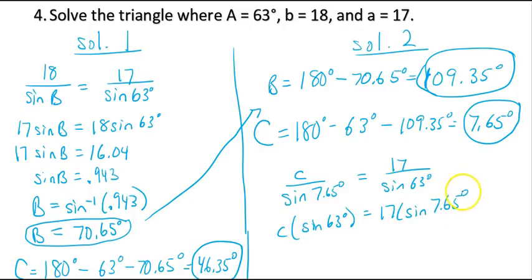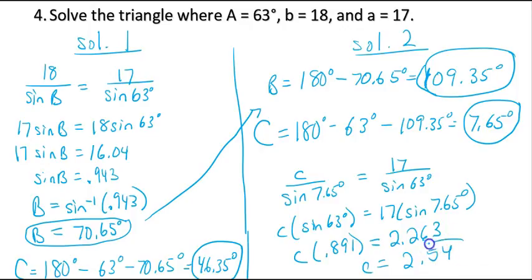And then if I type in, again, the sine of 63 degrees is 0.891. And then if I type this side in, I get 2.263. And I just have to divide by the 0.891 and get 2.54 as my side C. So I have two full solutions. Okay, that concludes this lesson.